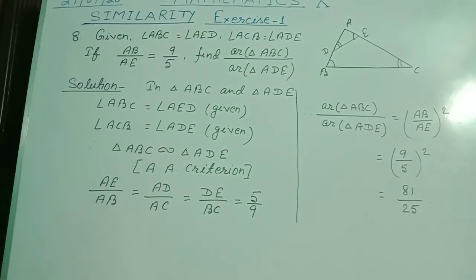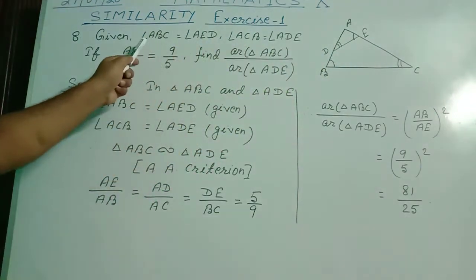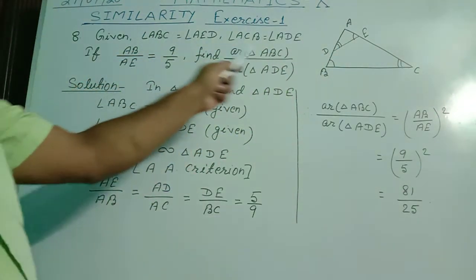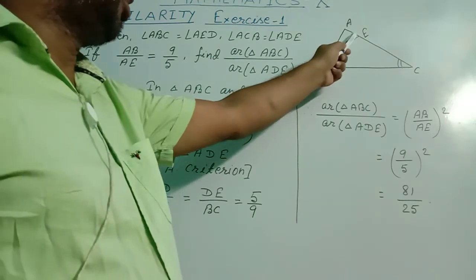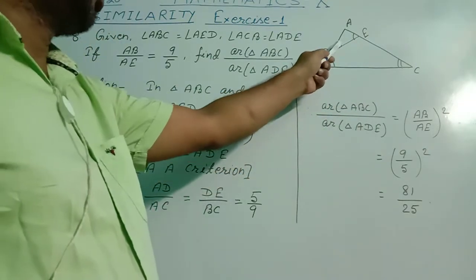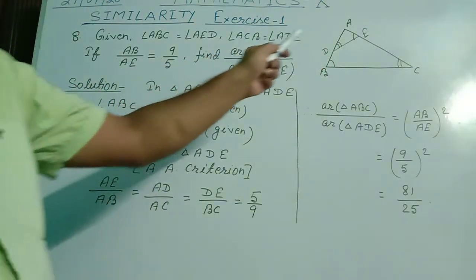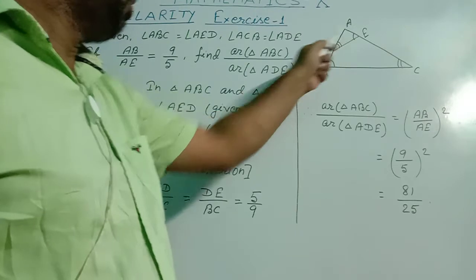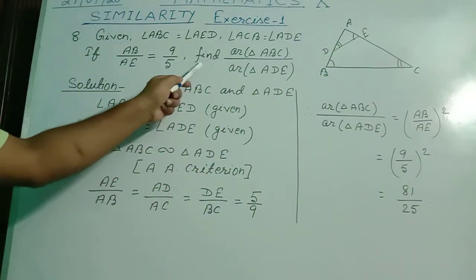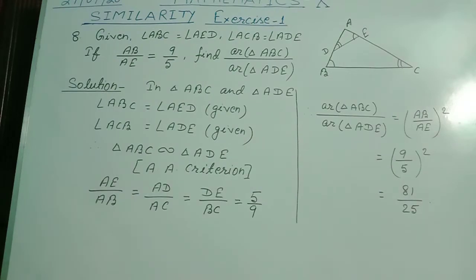In question number 8, this figure is given. In this figure, the given information is angle ABC equal to angle AED and angle ACB equal to angle ADE. If AB by AE equal to 9/5, find the area of triangle ABC by the area of triangle ADE.